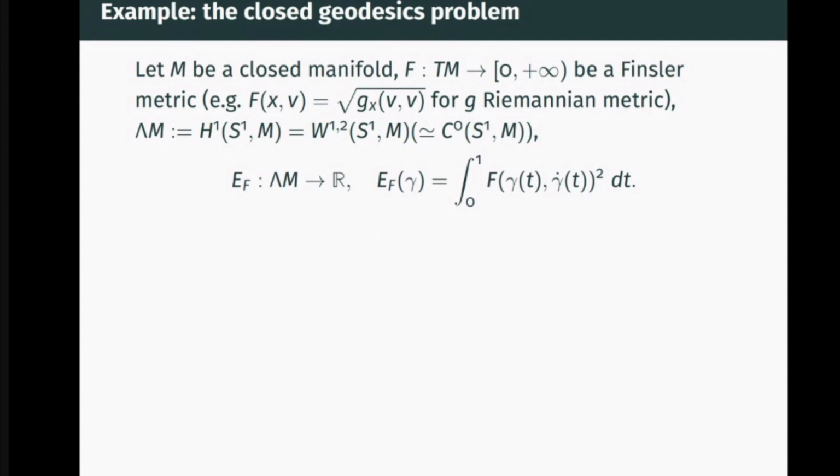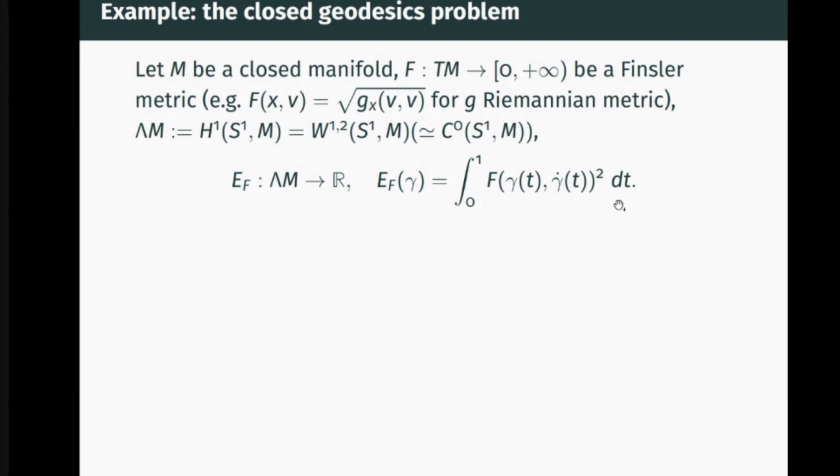On this Hilbert manifold, we have a function E_F, where we simply integrate the square of this Finsler norm along the loop. So we insert γ and γ dot into this Finsler metric. In the Riemannian case, you could think of the same thing here. Then take the square, and then take the integral once around the whole loop.